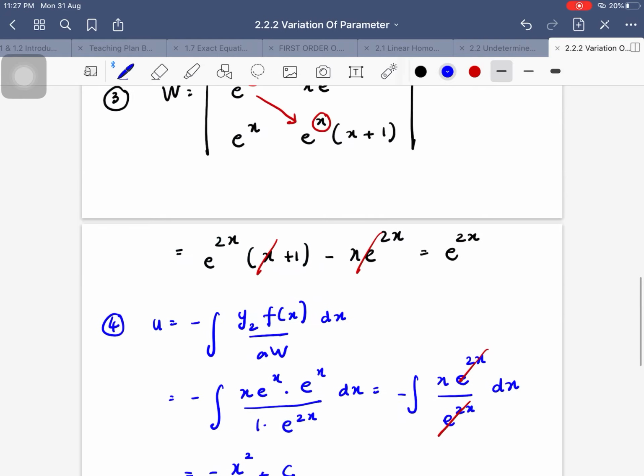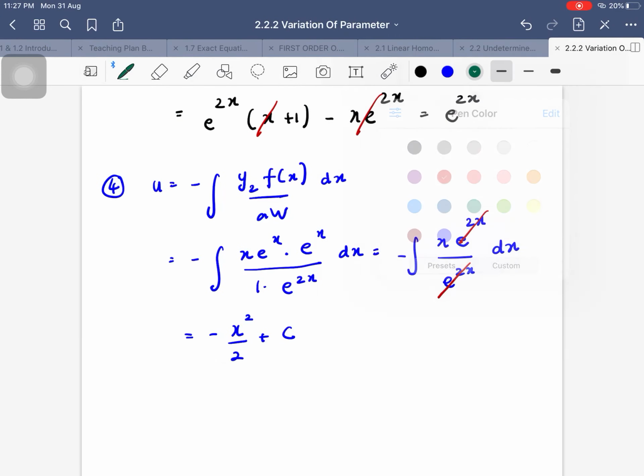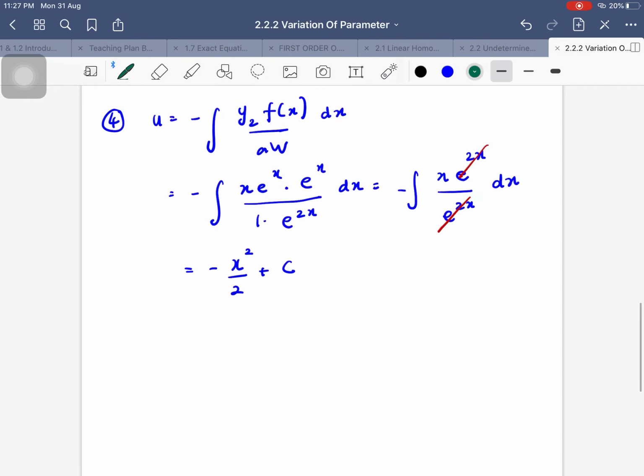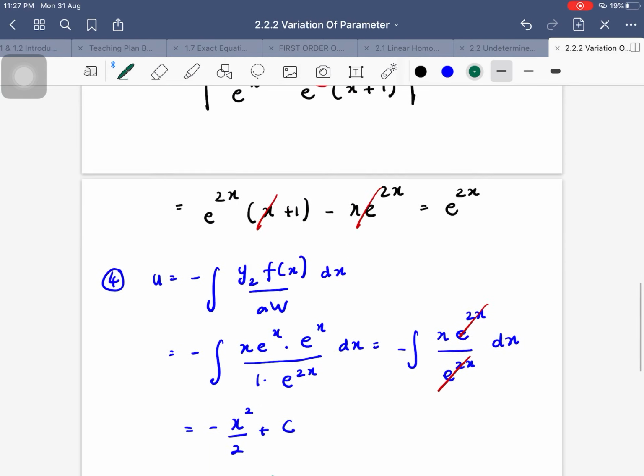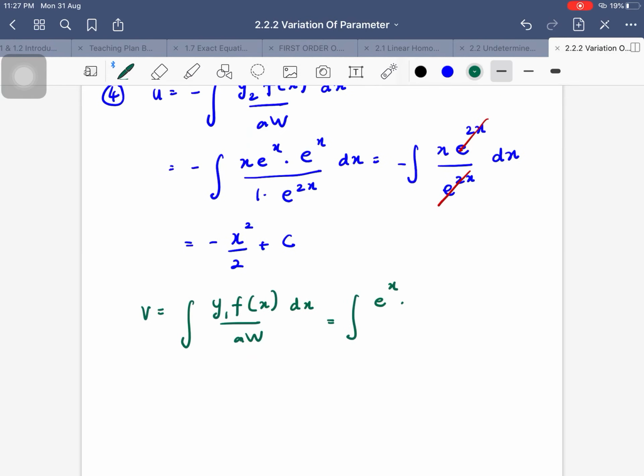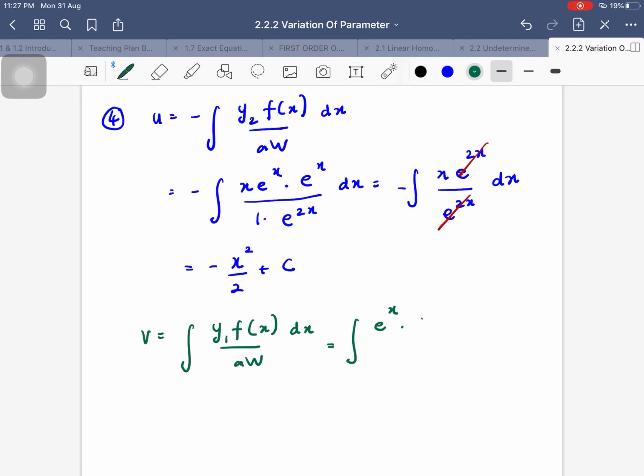Okay, how complicated it is going to depend on your function. If it's a simple function like this, it wouldn't be that complicated, and our integration is going to be simple as well. And then I'm going to proceed to v. So v is going to be, this is the formula, integration of y1 f(x) over aW dx. And when I substitute, I'll end up with integration of y1. What is my y1? That is going to be exponential of x. My f of x is going to be the same as previous, still exponential of x. My a value is going to equal 1. And my Wronskian is going to be exponential of 2x.